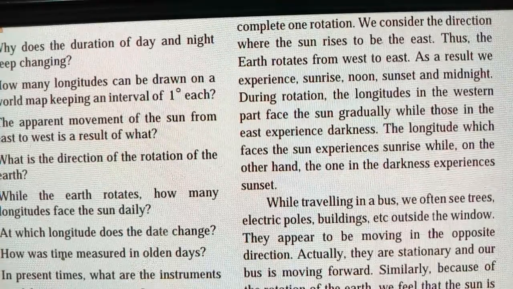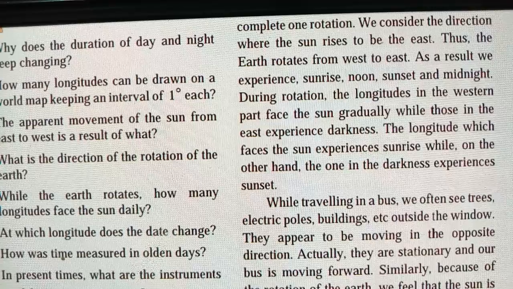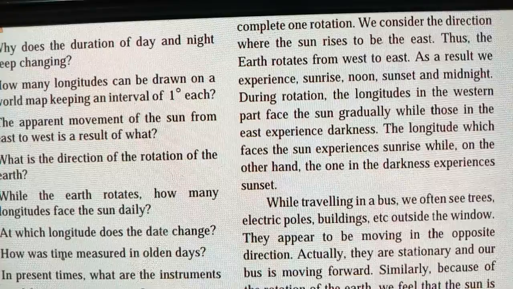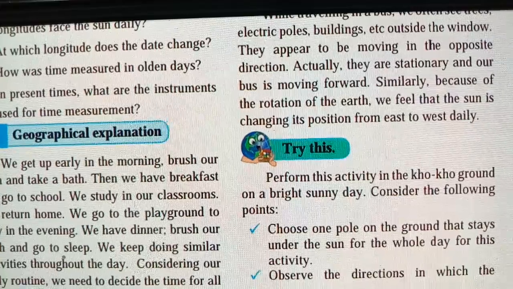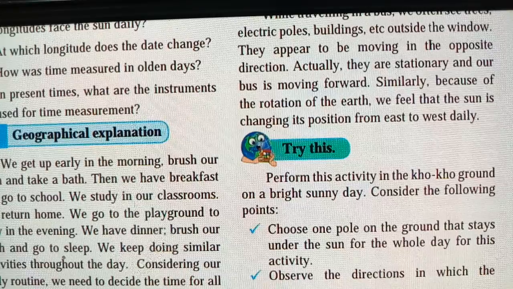While traveling in a bus, we often see trees, electric poles, buildings, etc. This is a common experience. As you travel from one place to another, you see trees, electric poles, buildings or different types of houses built of different materials outside the window. They appear to be moving in the opposite direction to your travel.